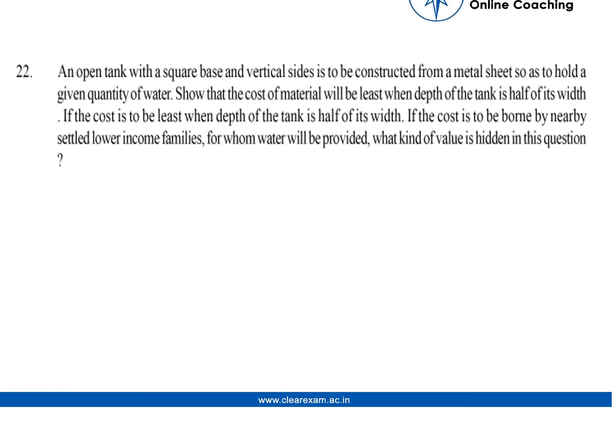Question number 22. An open tank with a square base and vertical sides is to be constructed from a metal sheet so as to hold a given quantity of water. Show that the cost of material will be least when the depth of the tank is half of its width. If the cost is to be borne by nearby settled lower income families for whom water will be provided, what kind of value is hidden in the question?